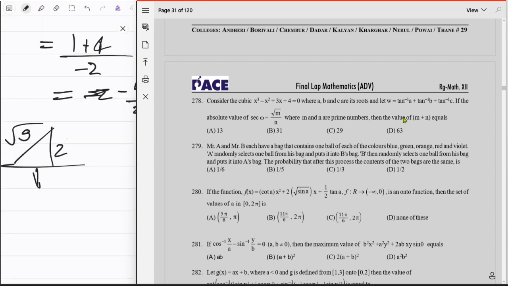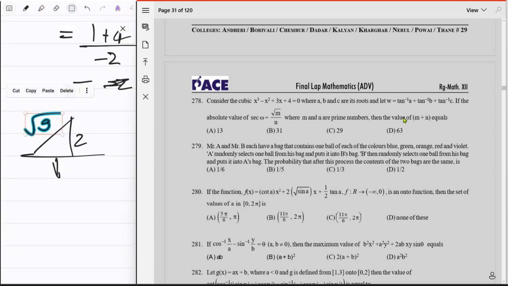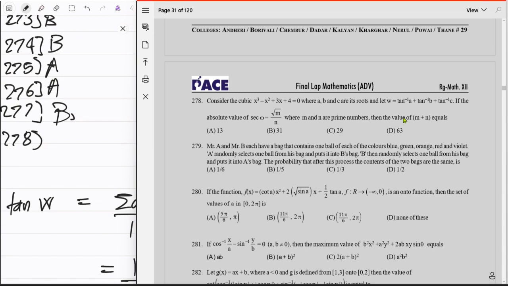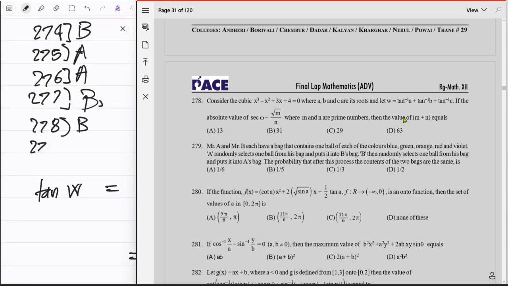Actually, what should it have been here? This 5 thing is 2. Square root of 29 because 25 plus 4. Yes. 29 upon, yeah, okay. So m is 29 and n is 2. So m plus n is 31. P is the answer. Next question. 279.